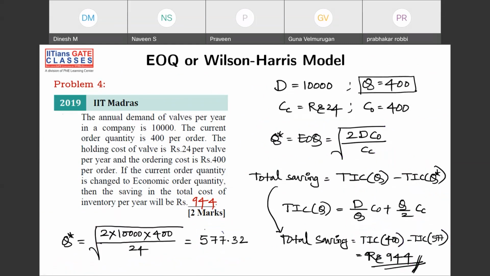What is economic order quantity? If you are ordering 577 valves at each order point, instead of 400 valves, then you are saving 944 rupees per year. That is what the question is. Clear? Is it clear?